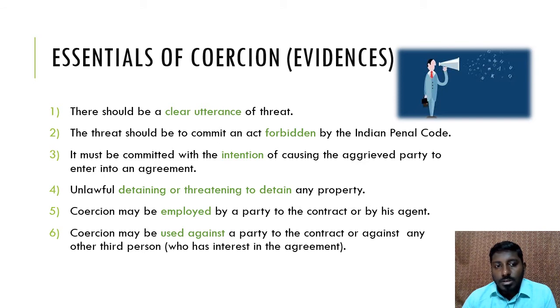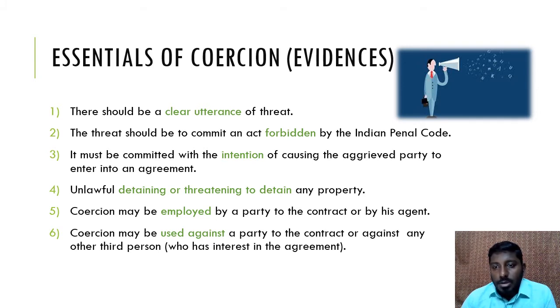And the fourth one is there might be an unlawful detaining or threatening to detain any property of the aggrieved party. And the fifth one is that the coercion may be employed by a party to the contract, who might be a promisor or the promisee, or even by his agent. So the particular party acting as the principal might have an agent through whom he might employ the coercion against the other party.